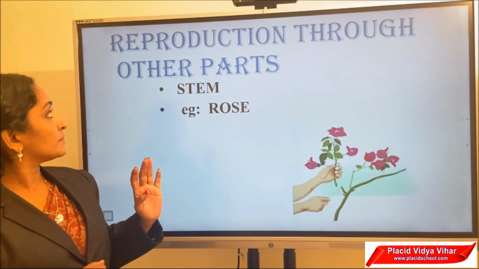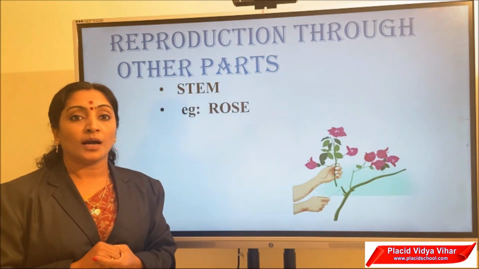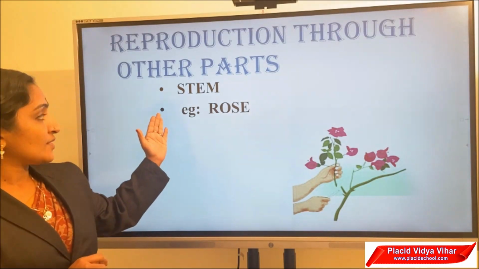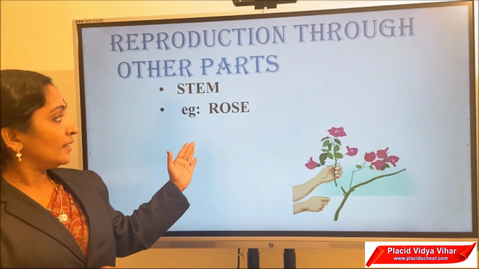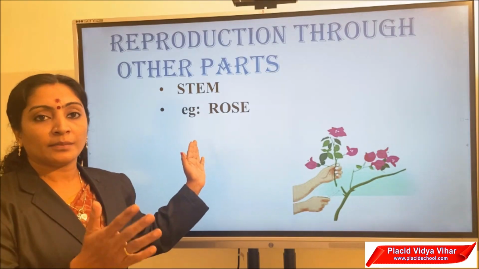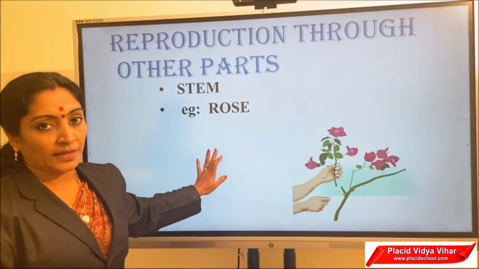Next we will see reproduction through other parts. So, other parts, first one, stem. How are we able to produce a new set of rose plants? By stem cutting. So here it is, stem cutting, in the case of the rose plant, by which we are able to make a new set of plants.